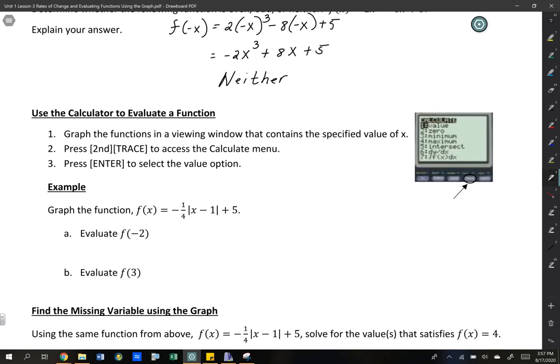All right, so let's get into using the calculator to evaluate a function. So we want to find a function value, and we're going to do it using the graph. So the steps for this would be we'd graph the function, make sure our window shows the specified value of x. We'd go to second trace for the calculate menu, and we press enter to get the value option. So I'm going to show you how to do this. So first, let's enter the function into our calculator.